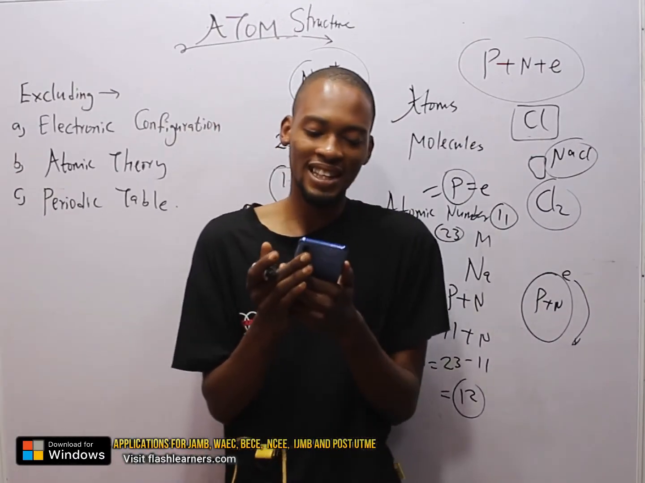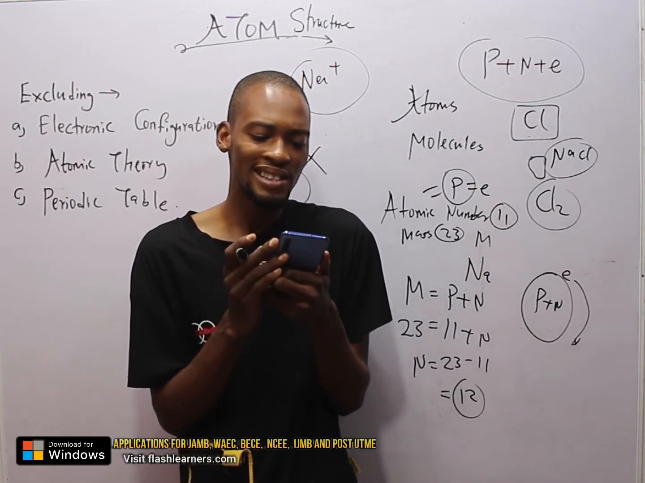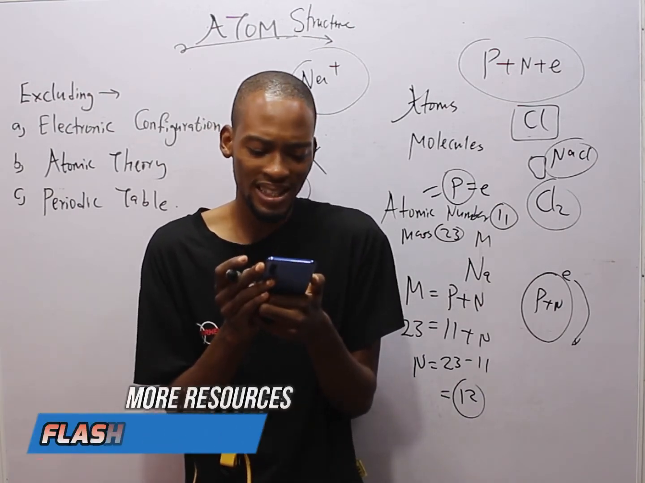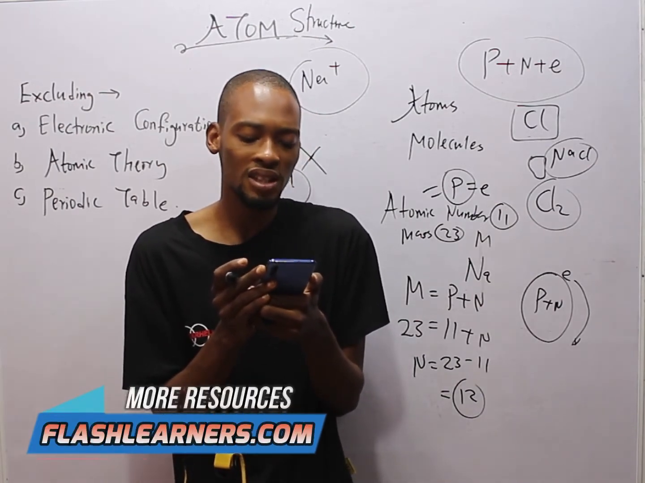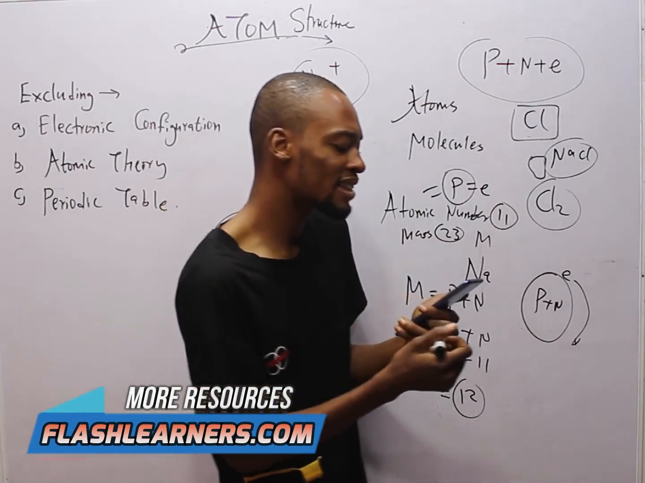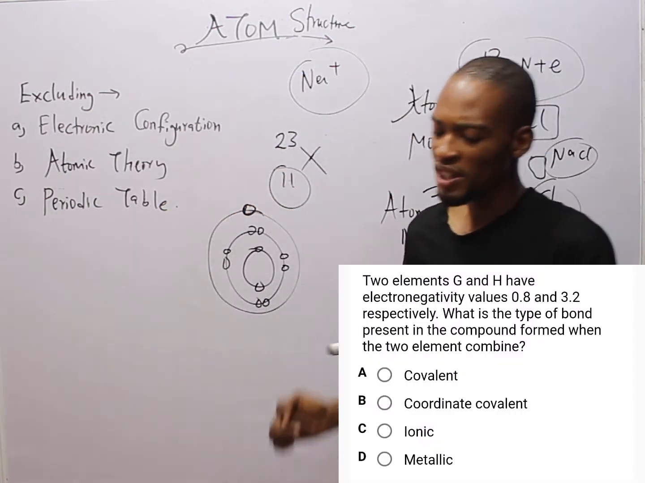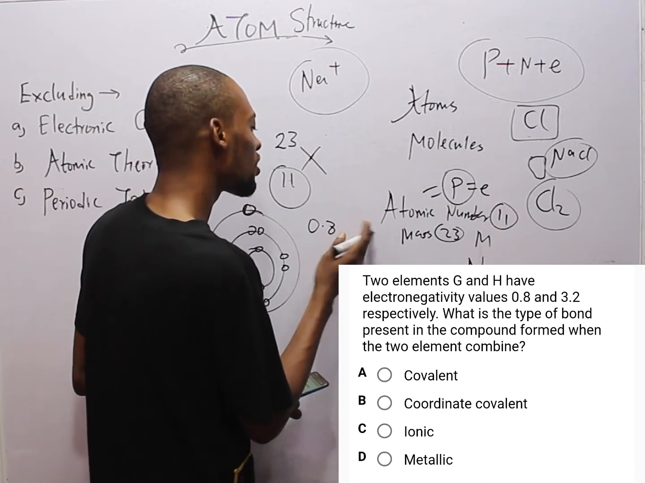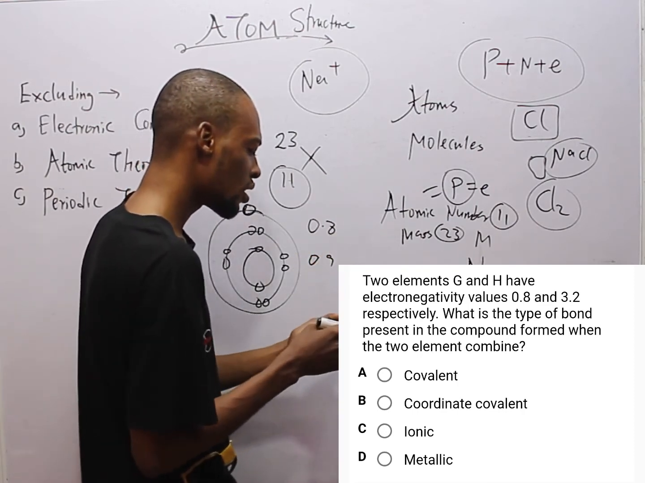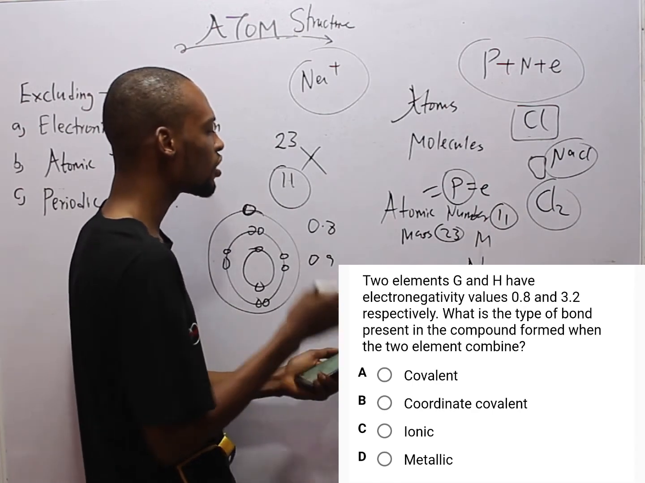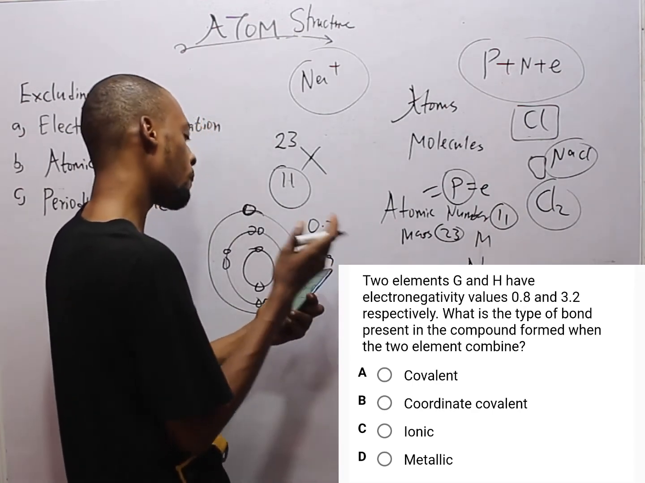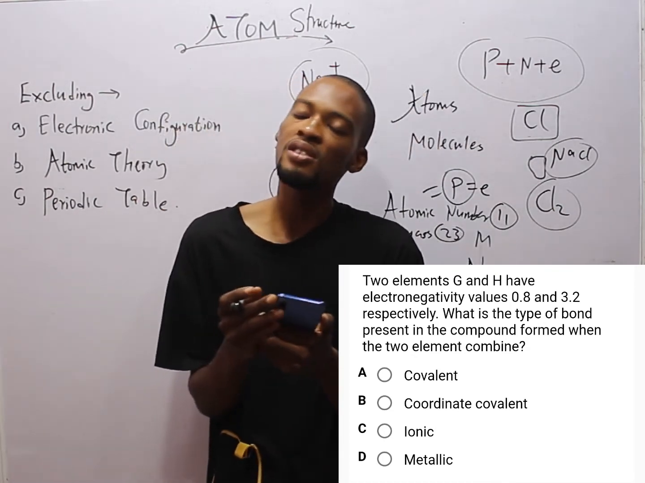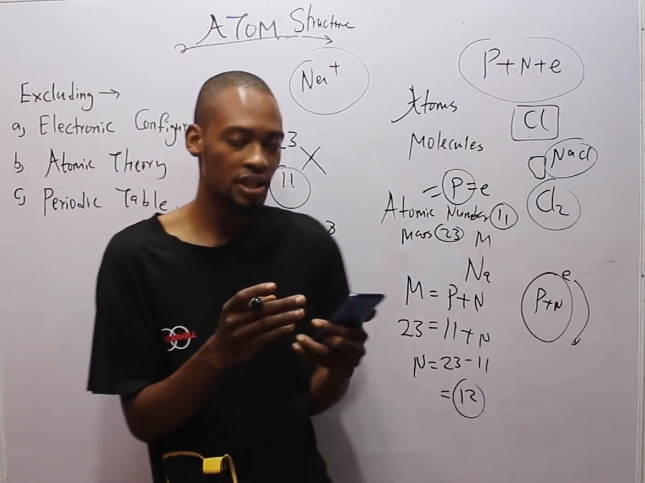Two elements, G and H, have electronegativity values 0.8 and 3.2 respectively. What is the type of bond present in the compound formed when the two elements combine? Now, look at the electronegativity difference. 0.8 and 3.2. It is wide apart. If it were, let's say, 0.8 and 0.81 or 0.8 and 0.9, very close, or almost the same electronegativity, we will talk about covalent bonding. But since the electronegativity difference is wide, it is ionic bonding that will take place between G and H. So option C is the correct option.